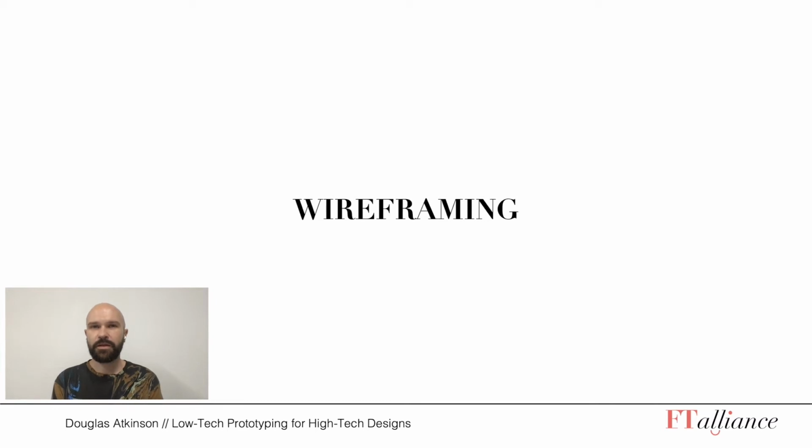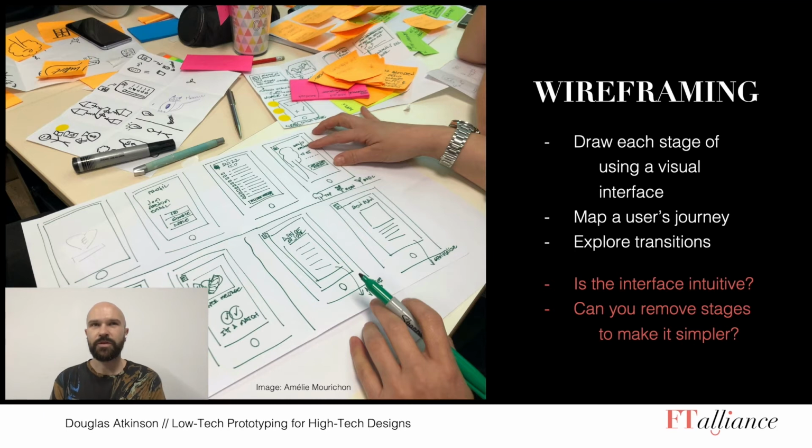So the next process I'm going to discuss is wireframing. And this is very, very similar. The only difference is that wireframing is usually talked about in the context of developing an interface. So it's often used to prototype websites, it's often used to prototype apps. And again, you don't need to draw anything beautifully, but you need to draw the stages of a process. So draw each stage of a visual interface.